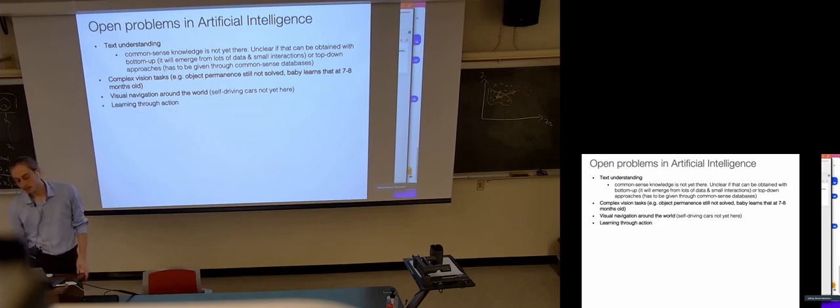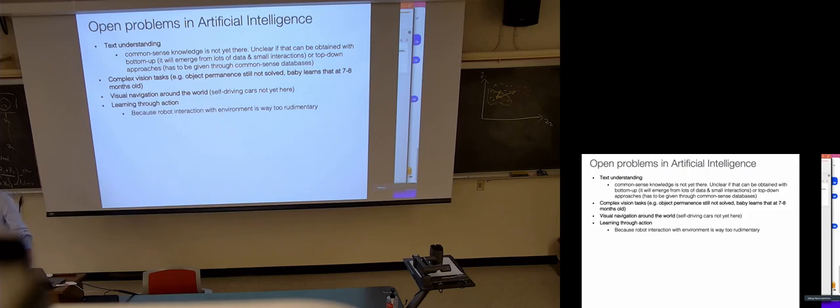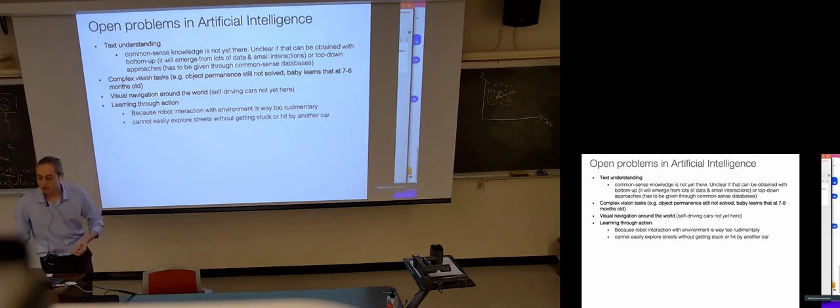Learning interaction is another type of problem that we have. What I mean by that is that sometimes the interaction of a robot with the environment is still way too rudimentary. For example, we have robots that cannot easily explore streets without getting stuck or hit by a car. We have these kinds of settings.